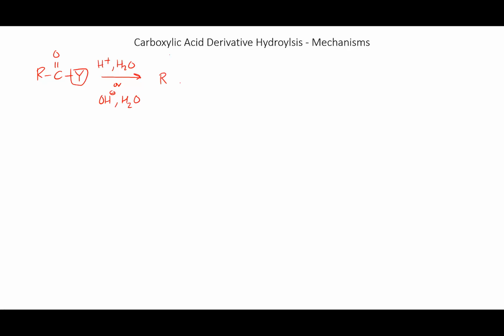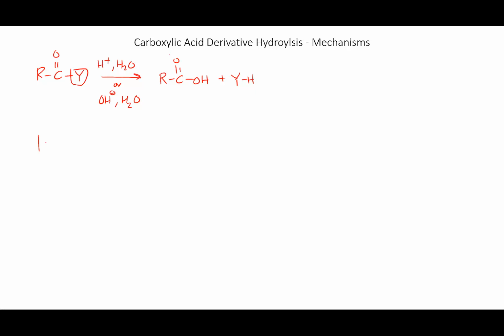Either way, what you're going to do is form, in the end, the carboxylic acid, and whatever the Y group is usually then has a hydrogen attached to it. If it's in basic conditions, we'll need to do a then H plus, H2O step. So what I'd like to do is go through the base and acid hydrolysis mechanisms for the four different derivatives.